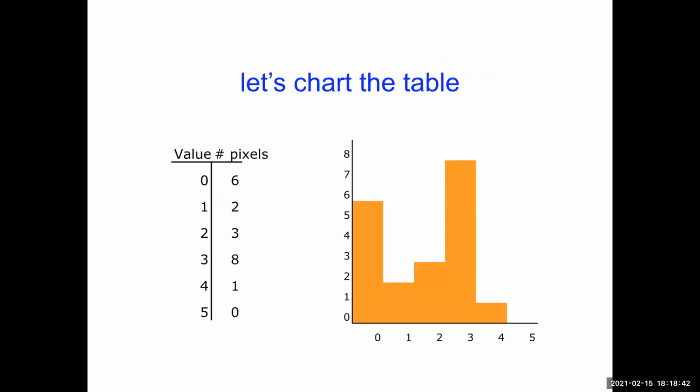So there's that table where we counted that image. And let's chart this table. It's a table on the left and it's a chart on the right. And this chart is called the histogram. Yes, good.